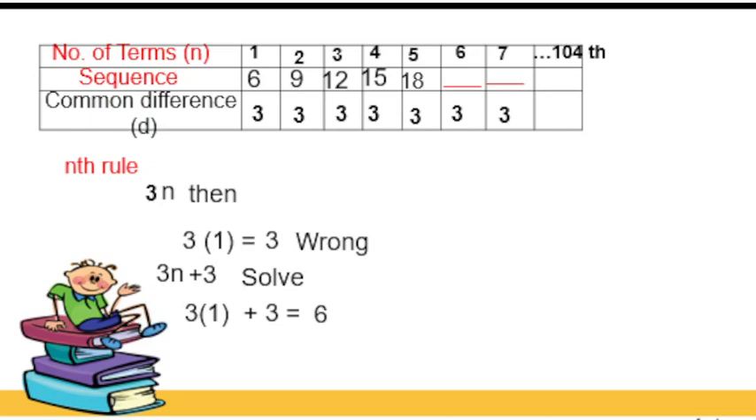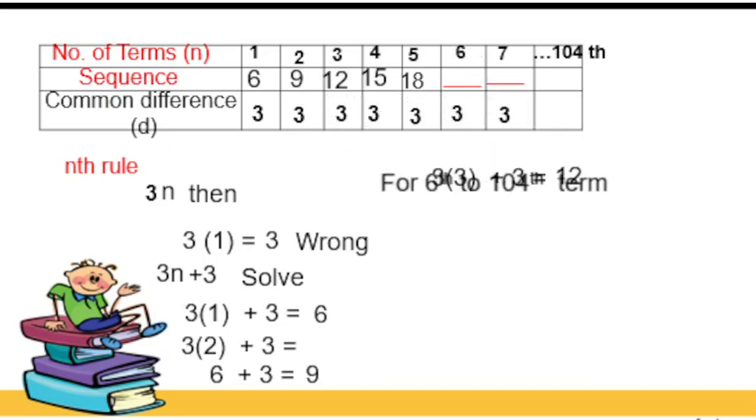Now, let's check the second term if it is correct. The n is 2, 3 times 2 is 6, plus 3 is 9, and then 3 times 3 is 9, plus 3 is 12. So, therefore, the rule is 3n plus 3. So that is the rule.